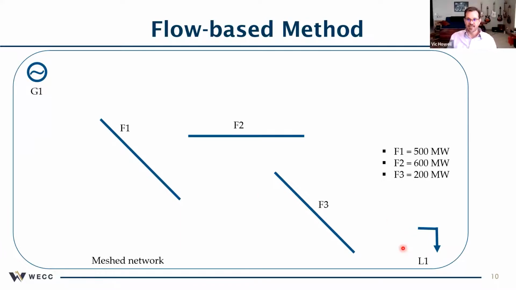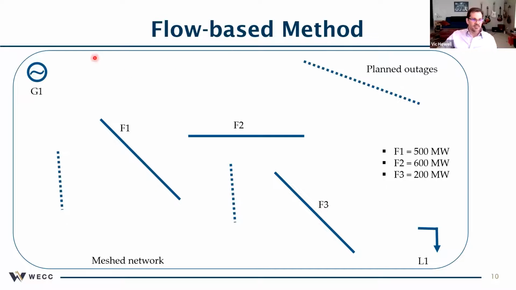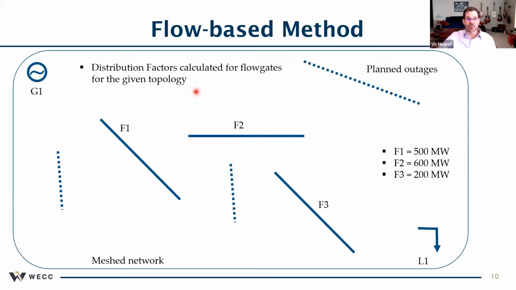So let's say we've got our system here, and we also know that there are some transmission outages in a few lines throughout our meshed network. So what happens with the flow-based method is, the first thing is we understand what the planned outages are, and then we calculate distribution factors for the flow gates. And those distribution factors are calculated using a power flow model for the given topology of the system. You know, which lines are out, which ones are in. So when it calculates the distribution factor, here's what that means.